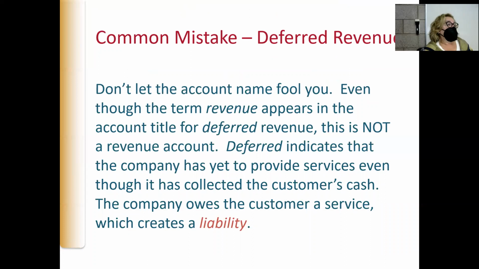Don't let the name fool you. Even though the term revenue appears in the account title for deferred revenue, this is not a revenue account. Deferred indicates that the company has yet to provide services, even though it has collected the customer's cash. The company owes the customer a service, which is what creates the liability.